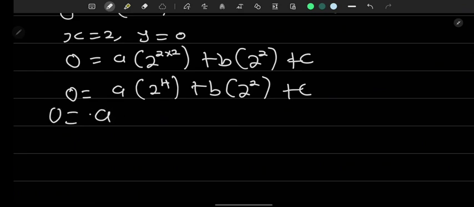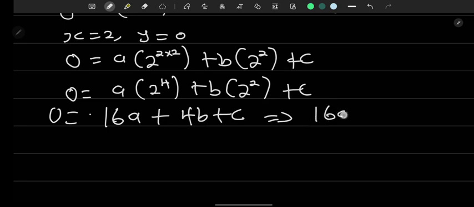2 raised to the power of 4 is 16, so this is 16a. 2 raised to the power of 2 is 4, so you have 4b, then plus c. This equation can be written as 16a plus 4b plus c equals 0. Let's call this equation 1.